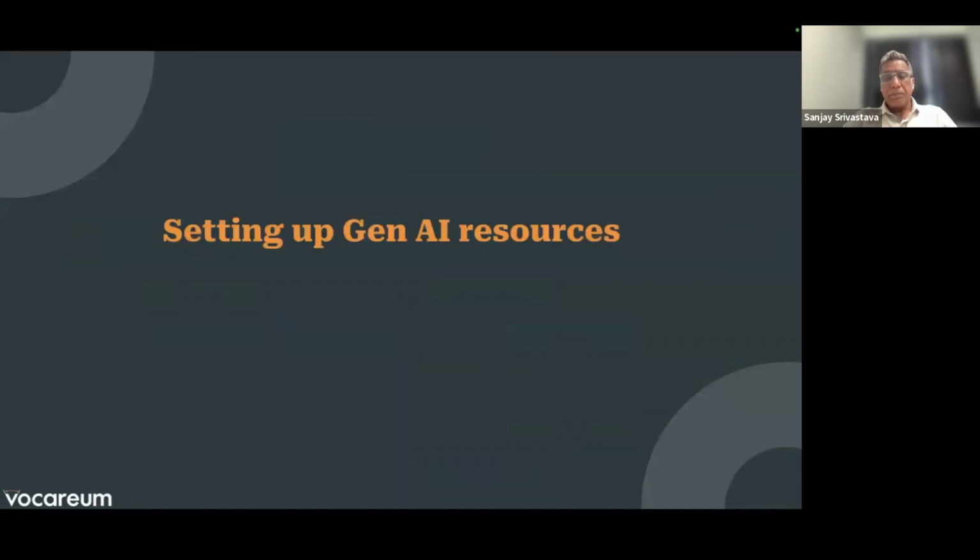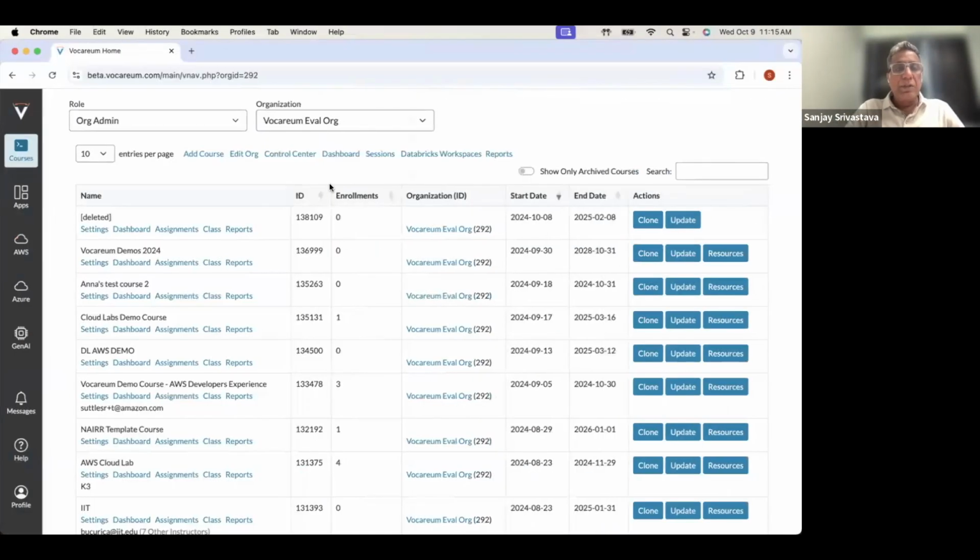So let's talk about the first demo, which is setting up Gen AI resources. In this particular case, as I was mentioning, as an admin, you can decide what resources to deliver. I'm in this particular browser window, logged in as an admin for our organization called Vocareum eval.org.